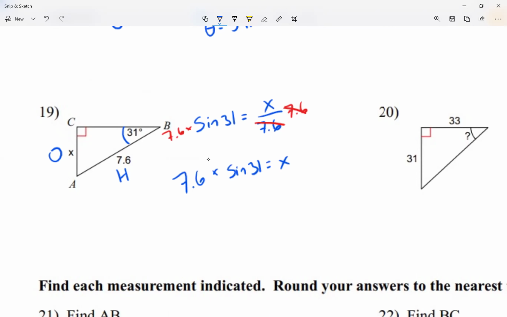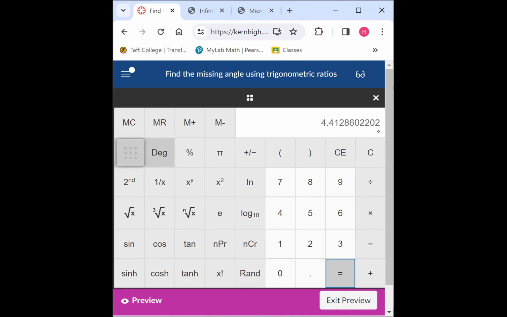So let me grab my calculator. And I have 7.6 times sine of 31, close parentheses. It is equal to 3.9 because I'm going to round it to one decimal place. So 3.9.